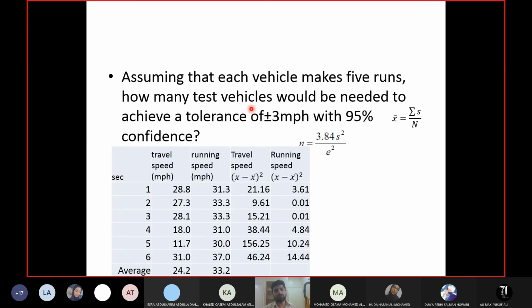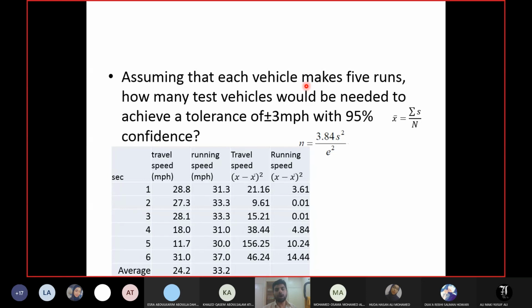They want to achieve a tolerance level of plus minus 3 miles per hour and 95% confidence interval. Now first of all, why are they saying each vehicle makes 5 runs? I can only assume, it's not given, that each vehicle may be hired for 1 hour or 2 hours, and in that much time you can only make 5 observations. Or they don't have enough money for the fuel, so they only have money in which you can do 5 observations. So because of any of these reasons, one vehicle will do 5 observations. So how many vehicles are required?